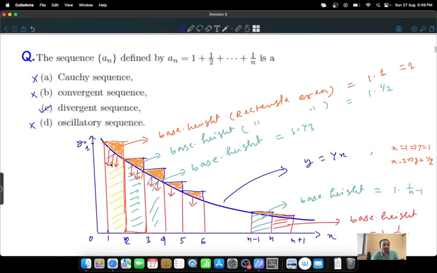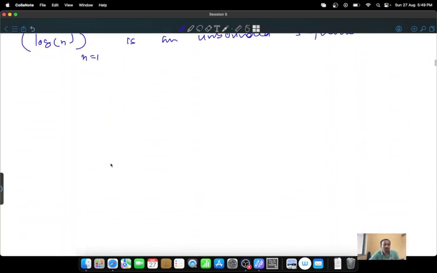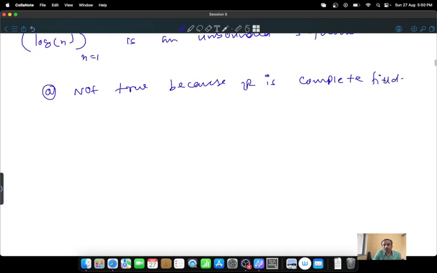Okay, so let me just point out the points. So A is not true because R is a complete field. Here all Cauchy sequences converge, that you have seen. B, convergent, is not true by the above argument.